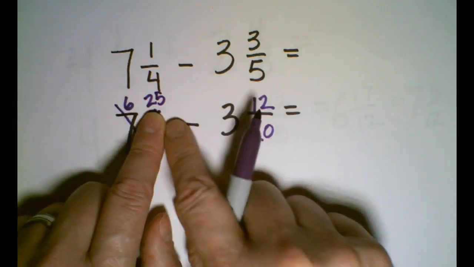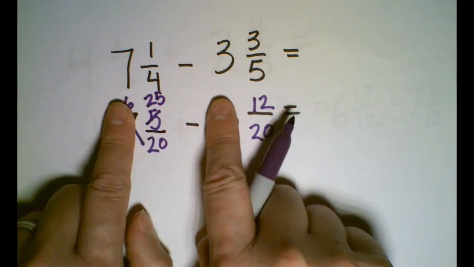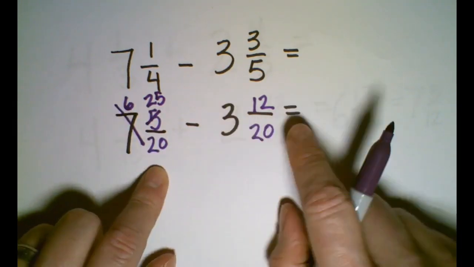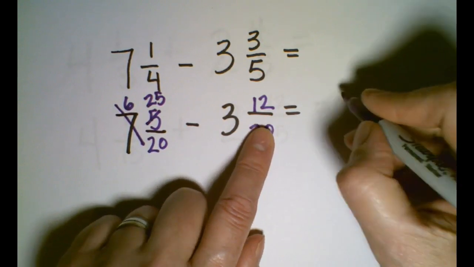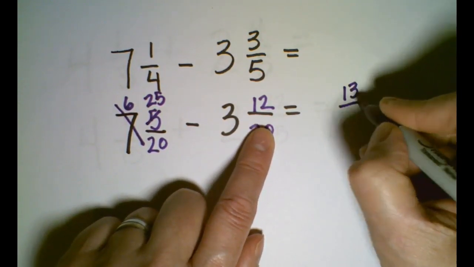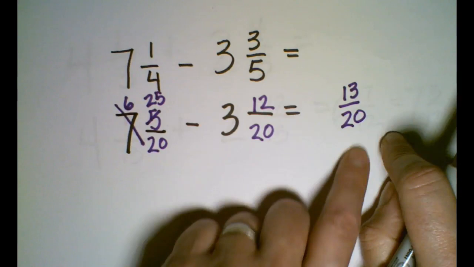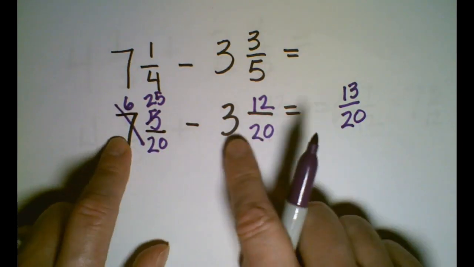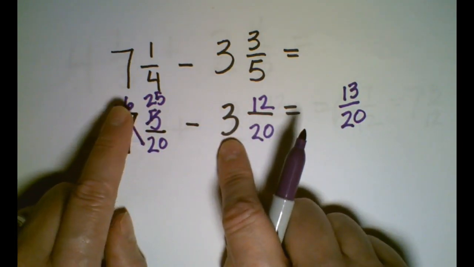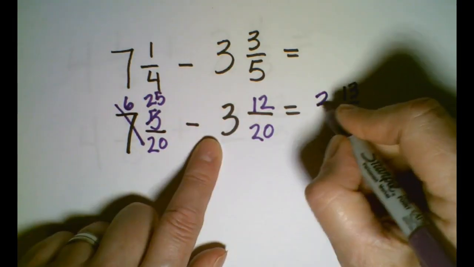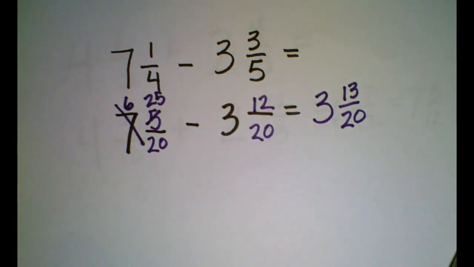So now I have 25 minus 12, if I'm just looking at my fractional part, 25 minus 12, and that is 13 twentieths, and that does not reduce any farther. Now all I have to do is subtract my whole numbers. 6 minus 3 is 3, and I have the problem solved.